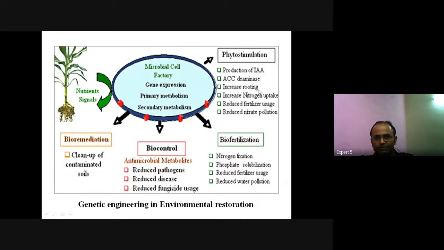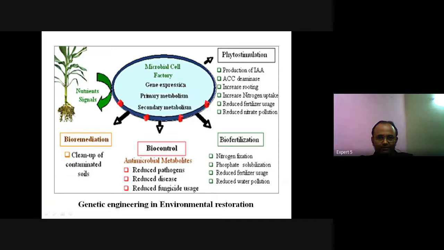Generally, it enhances the rooting systems, nitrogen uptake, and reduces fertilizer use. If we use biofertilizer, then the dependency on chemical fertilizer is reduced. In the case of biofertilizers, we developed nitrogen fixing biofertilizer and phosphate solubilizing biofertilizers. Different types of biofertilizers are available today, and the dependency on chemical fertilizer may be reduced.